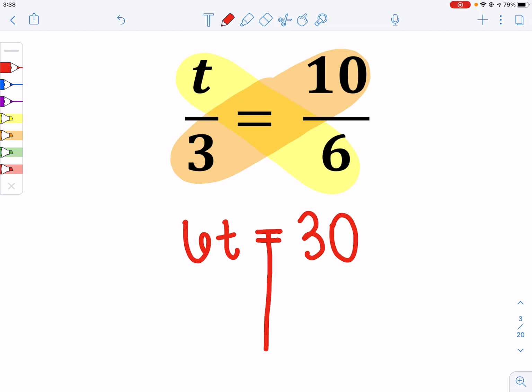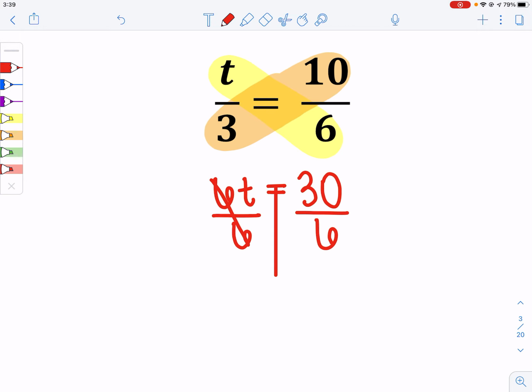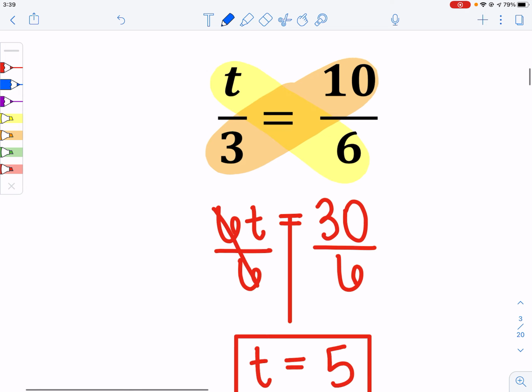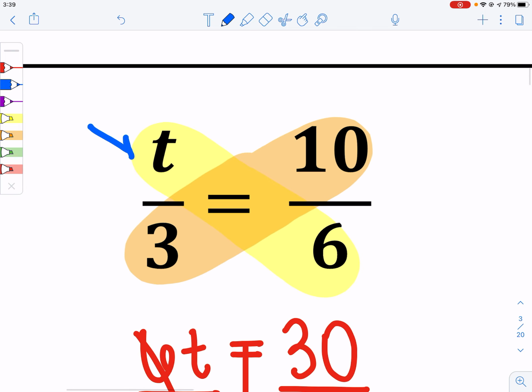Now we use what we know about equations. Remember how we draw our line straight down? And then right now I have to get t all by itself. There's a 6 being multiplied right next to it. So to undo multiplying by 6, I'm going to divide by 6, cross it off. What you do on the left side, you got to do on the right side. So now I have t equals, and then I know 30 divided by 6 is 5. Okay, so what that tells me is that this missing number right here has to be 5 in order for my two fractions to be equal.